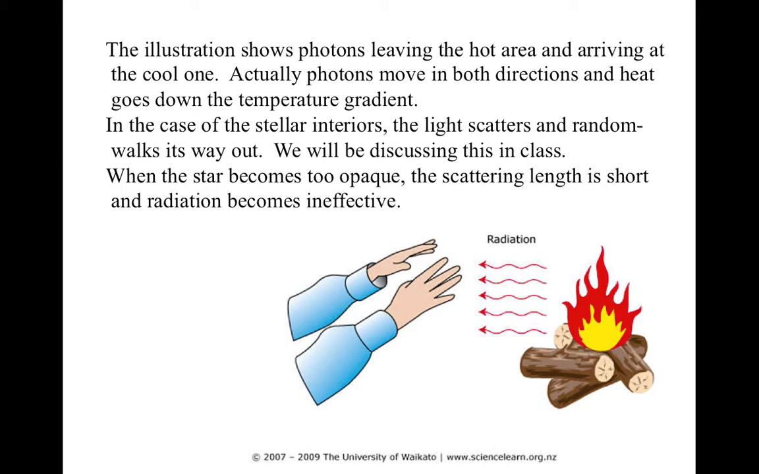In the illustration shown here, the photons can travel freely from one object to the other. In stellar interiors, however, the regions are very opaque and the light scatters around, and so it doesn't walk directly out. It random walks out, first getting to one particle and then scattering off and going in different directions until it diffuses very slowly out of the center of the star. We'll be discussing this in class. But basically, when the star becomes too opaque, the scattering length is short, and the photons have to scatter many times in order to move outwards, and it becomes an ineffective means of transport.